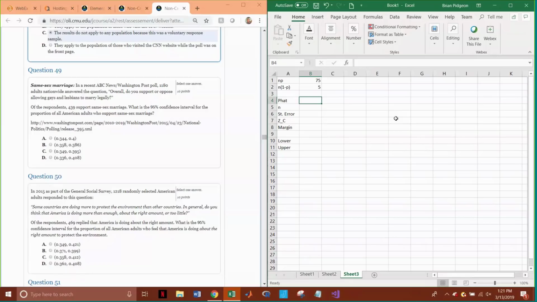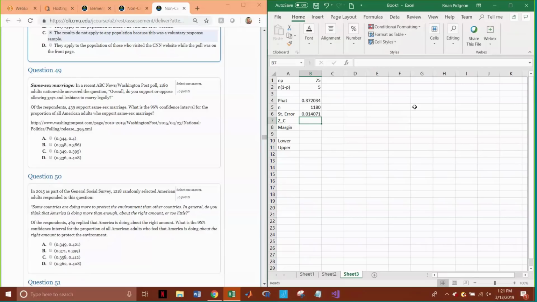1,180 people were surveyed. Overall, do you support or oppose allowing gays and lesbians to marry legally? So 1,180. Of that 1,180, only 439 said yes. So our p-hat is 439 divided by 1,180. Our standard error then is the square root of p-hat times 1 minus p-hat divided by n. Same formula as before, we're now using p-hat instead of p. And now it looks like we want a 95% confidence interval.